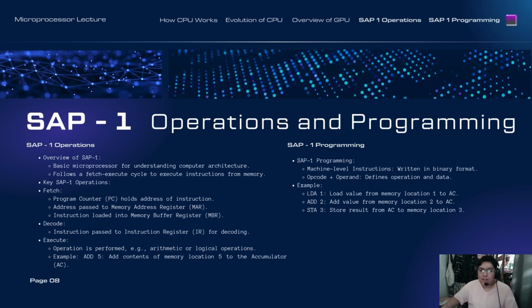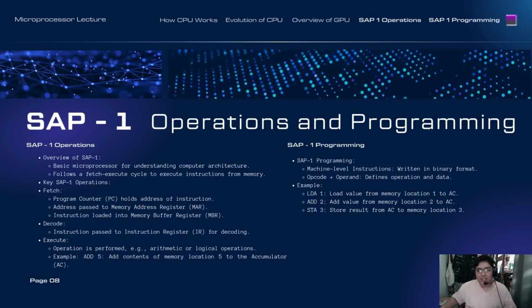Programming with SAP1 allows beginners to experiment with simple operations such as loading, adding, and storing data. For example, if you want to, let's say, add two numbers, the programmer might write a sequence of instructions like LDA 1, or load the value from memory location 1 into the accumulator, followed by ADD 2, which then adds the value from memory location 2 to the accumulator, and finally STA 3, which stores the result from the accumulator into memory location 3.